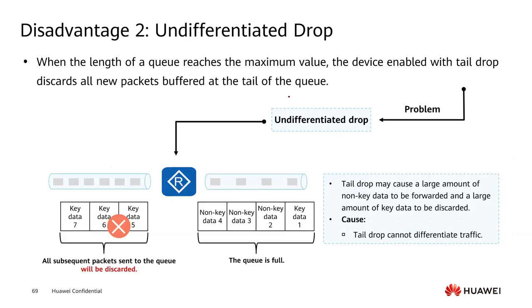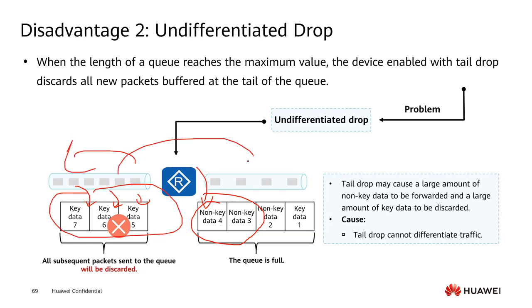Global TCP synchronization. And secondly is undifferentiated drop, which means some packets may be key data, and some packets waiting in the queue may be non-key data. I do not want the key data to be dropped. I want them to be forwarded, to wait in the queue. If we use tail drop, we cannot do that, because no matter whether you are key or not, as long as the queue is full, it will be dropped. So those are the two disadvantages of tail drop.